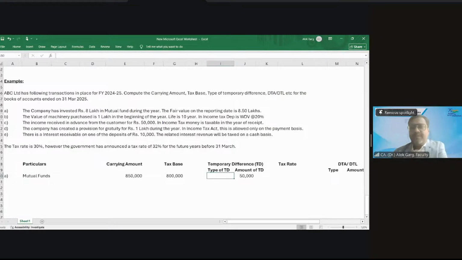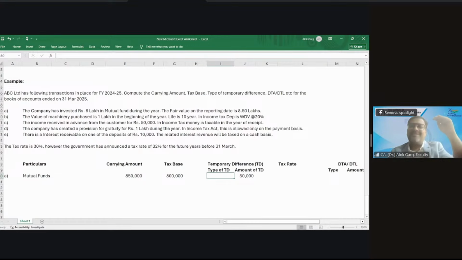A taxable temporary difference means this temporary difference is creating a liability in future, right? It means you have paid less tax today and tomorrow you have to pay more tax. So if it is a taxable temporary difference, it will be a deferred tax liability. Or if it is a deductible temporary difference, it is a deferred tax asset. So let's do it in reverse. On one hand, you have the accounting books, your balance sheet.